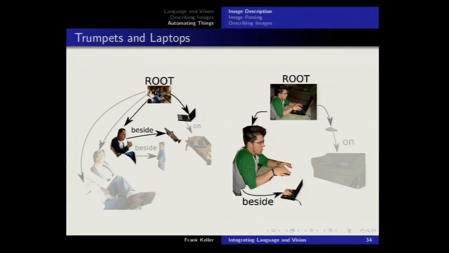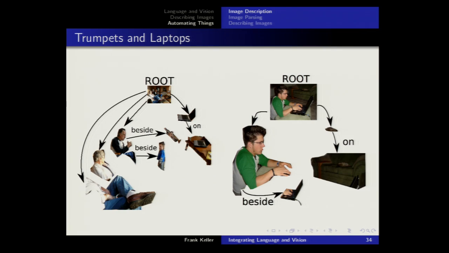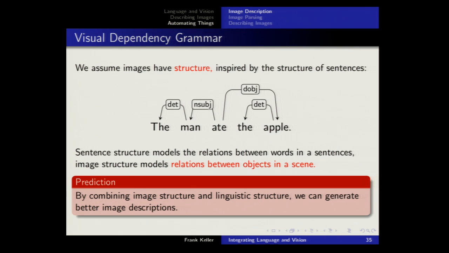And now my claim is that this can be extended to objects, so to objects and how they relate to each other. So we can basically have a grammar that tells us about the relations of the objects in a scene. So we go back to this. What we want to do, we want to take an image like this and parse it into a visual structure like this, similar to the linguistic structure that we see here. And now the prediction is, if we have image structure and linguistic structure, then this allows us to generate better image descriptions, rather than just having a set of objects that we don't know how they relate to each other.